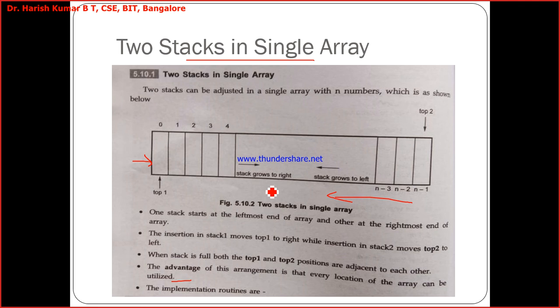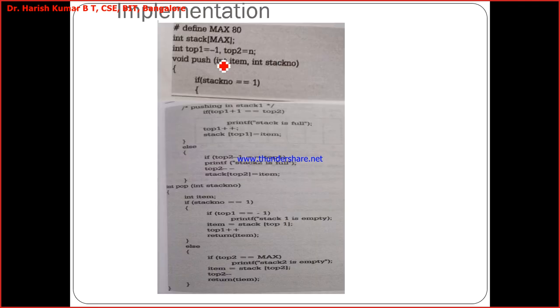Okay, so now the implementation routines. Now I initialize top 1 to -1, the pointer to the first stack which grows from left to right, and for the stack which grows from right to left, I initialize top 2 to n. When I call push, observe here, I am just checking what stack it is. Stack number 1 is nothing but the one which grows from left to right. Before pushing, this is what I check: if top 1 plus 1 is equal to top 2, then the stack is full.